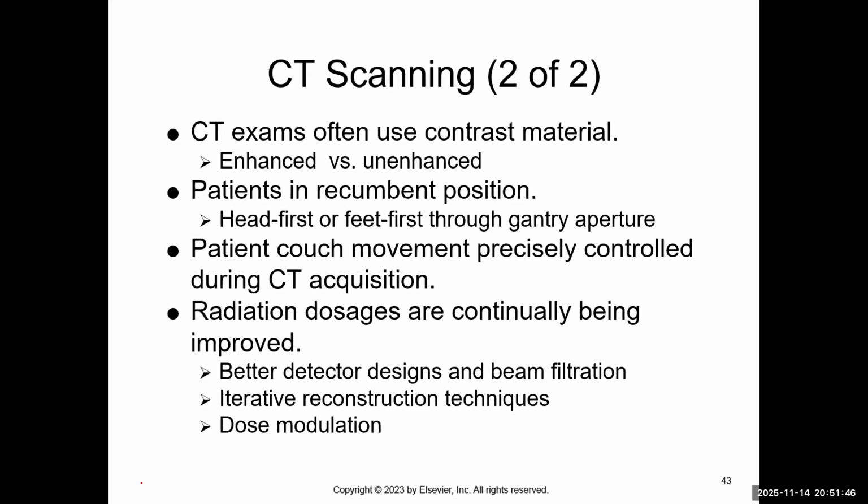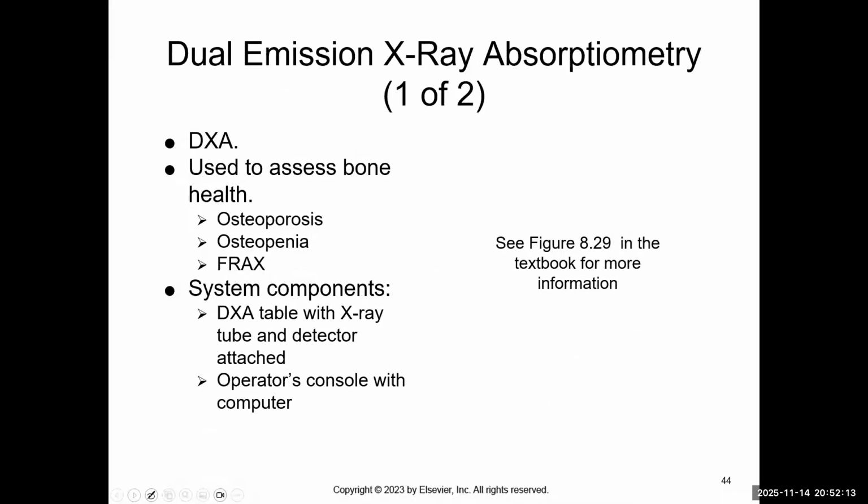Radiation dosages are continually being improved, just like with all X-ray technology. You're able to use less dose based on the new designs and the beam filtration that they have. Again, better techniques in terms of how they can reconstruct those images into that 3D model. And then dose modulation, you can change the dose or change the techniques to allow for lower dose as well with your CT machines.